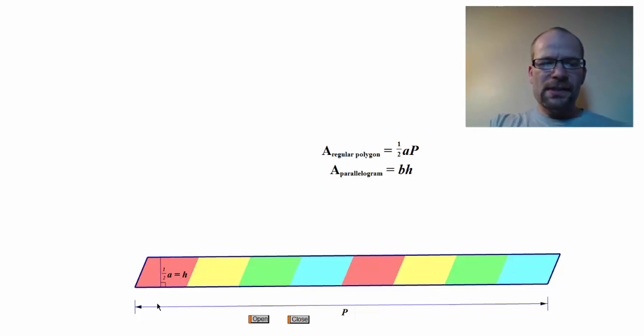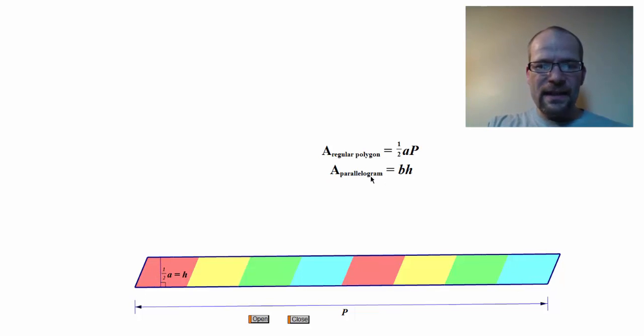With those peaks folded, you can see we've actually formed a parallelogram. Notice that P, which was the perimeter of the original octagon, is still here, except now this value is the base of the parallelogram. The height of the parallelogram, you'll notice, is exactly 1/2 the apothem. And so we find those values presented here. 1/2 a is actually 1/2 of the apothem, which is the height of the parallelogram.